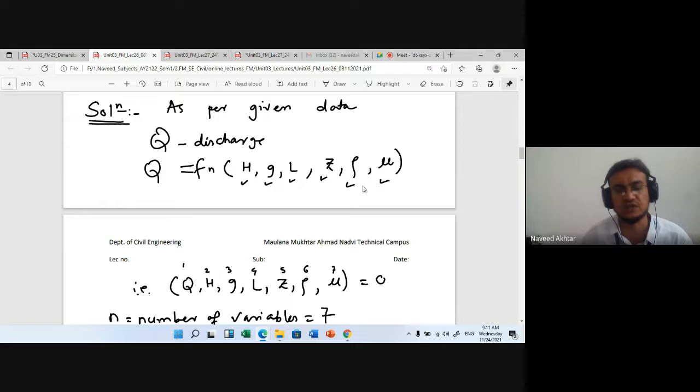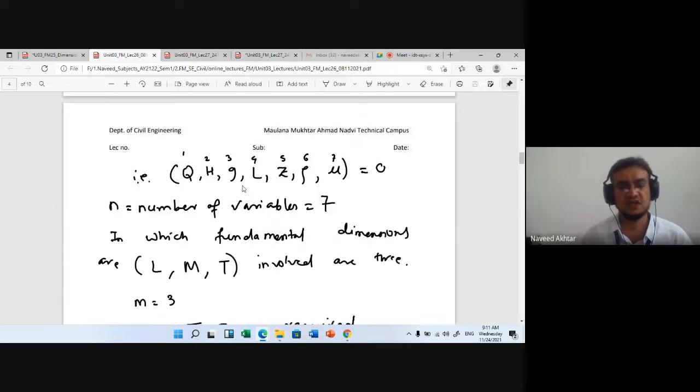Mu is the viscosity, rho is the mass density, Z is the energy head, L is the length, and g is the gravitational acceleration, which is the hydraulic head.